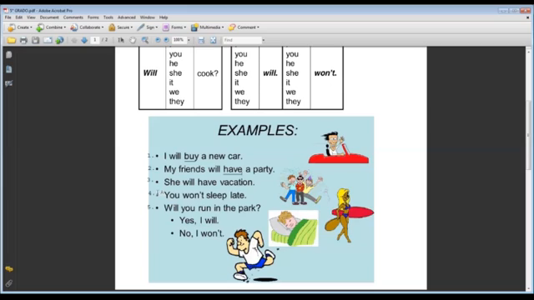In number 3, she will have vacation. The verb is have again. In number 4, you won't sleep late. This is a negative sentence because we are using won't, the negative form of will. You won't sleep late. Tú no dormirás tarde. The verb is sleep. In number 5, this is a question, a yes/no question.